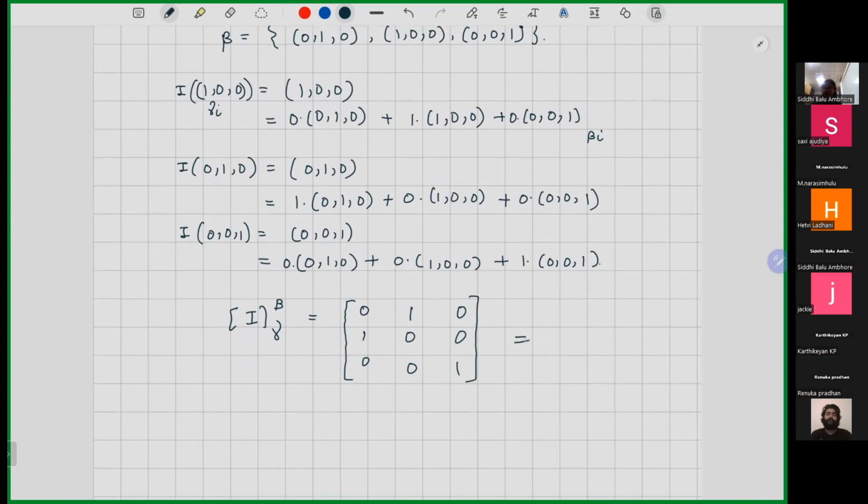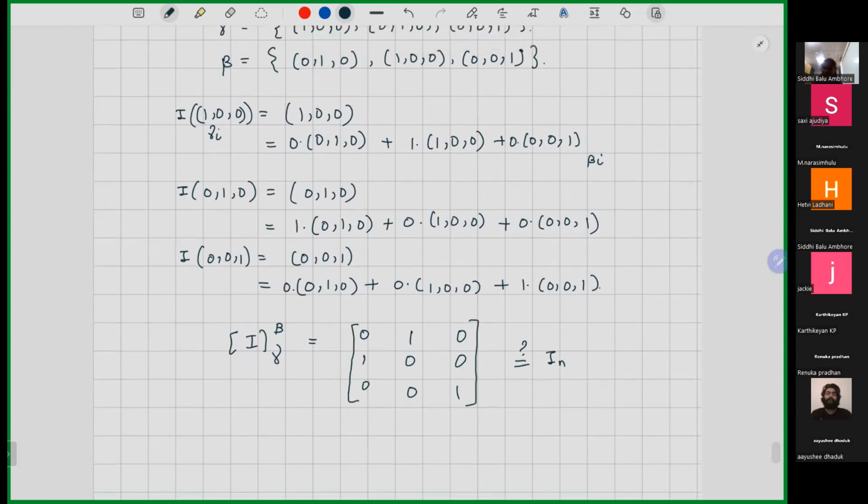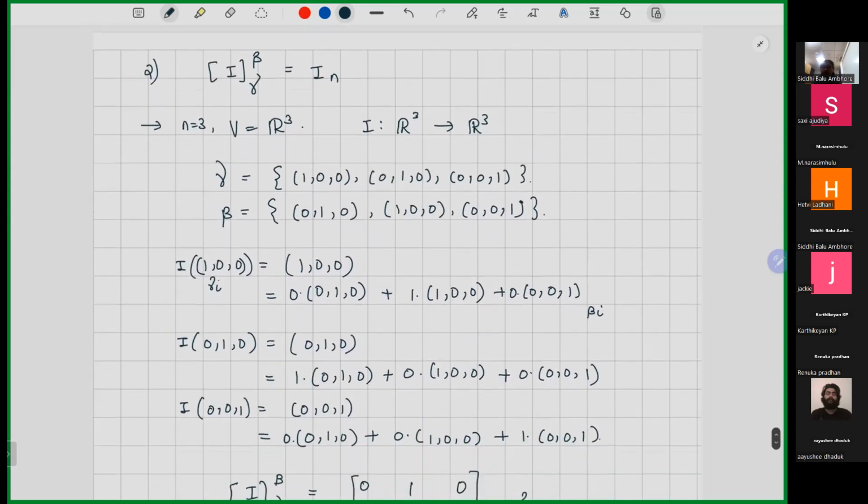Now, is this the identity matrix? No, it's not, right? So even though it is the identity transformation, if we change the basis, the corresponding linear transformation matrix need not be the identity matrix. So this is the takeaway from this question.